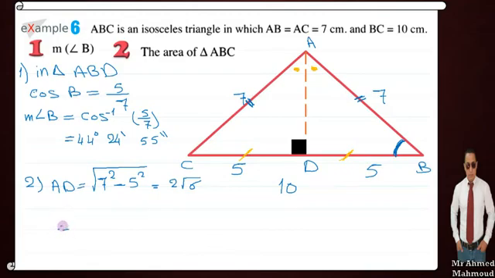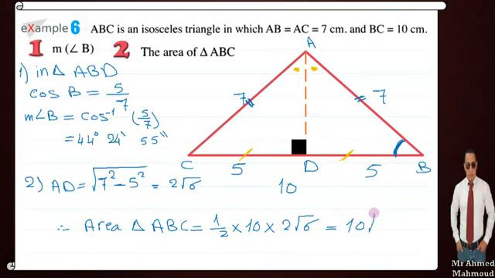Therefore, the area of triangle ABC equals half times base times height, which equals 10 square root 6 centimeters squared. Example 7.